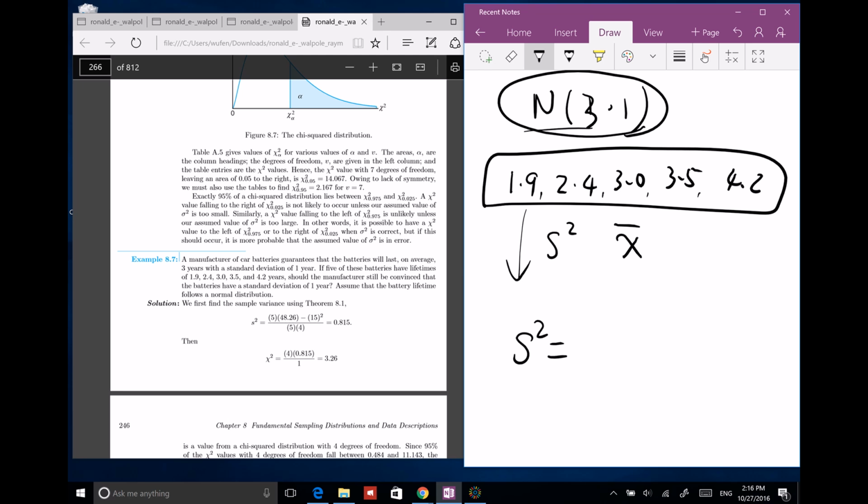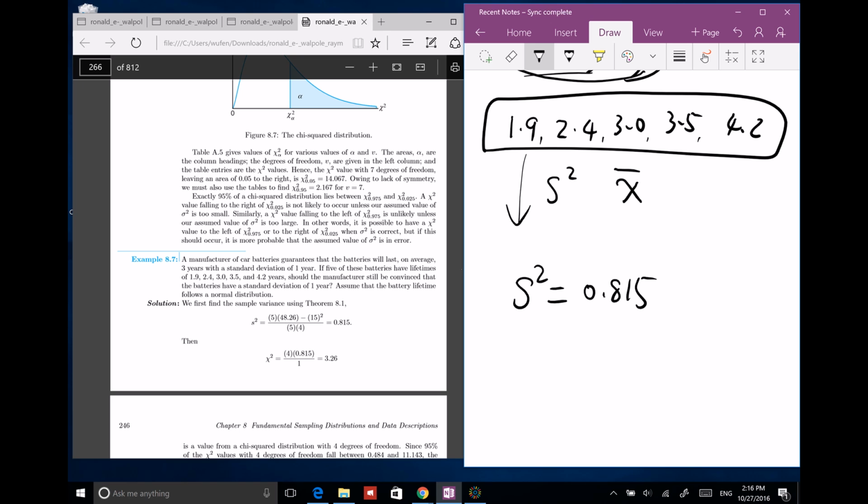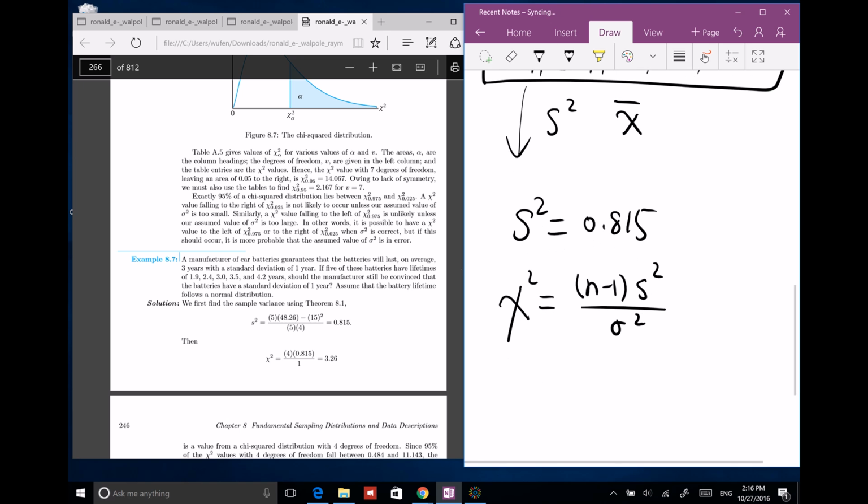You can use the variance table, or you use something to find chi-square. You can find it yourself. You got a variance, which is 0.815. You can use the stat calculator to find the variance. Then we can find out the chi-square, which is n minus 1 times s squared over sigma squared. N is 1, 2, 3, 4, 5. You have 5 numbers, so it's 5 minus 1, which is 4.